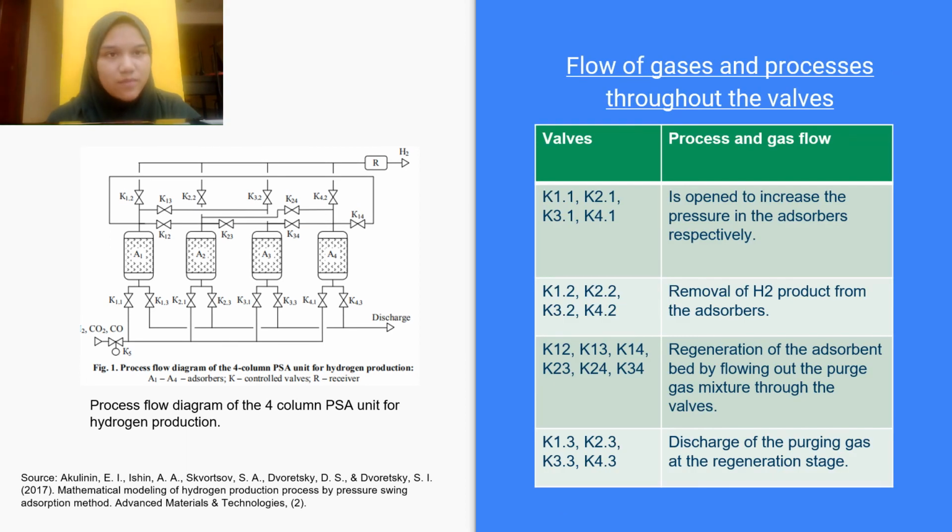Next, the table shows the flow of gases and processes through the valves contained in the PSA process. First, the pressure rise in the adsorber is gained by opening the control valves K1.1, K2.1, K3.1, K4.1 respectively, through which the gas is supplied to the adsorbent bed. Then, through valves K1.2, K2.2, K3.2, K4.2, the hydrogen product is removed from the adsorbers. The regeneration of the adsorbent bed works by flowing out the purged gas mixture through valves K12, K13, K14, K23, K24, and K34. Thus, the purging gas is discharged by valves K1.3, K2.3, K3.3, and K4.3 at the regeneration rate.